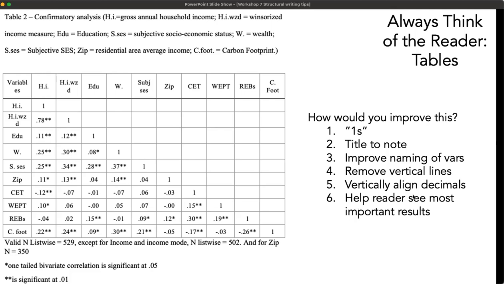The other thing that I mentioned here in number five is just you can vertically align the decimals. Because the amount of characters in the cell differ, it actually makes it harder to read because the decimal point bounces around based on whether it's negative or not.